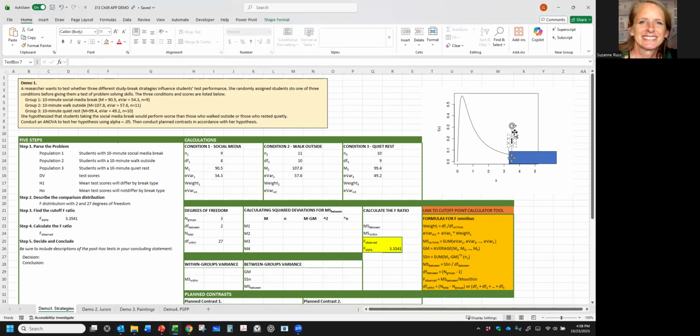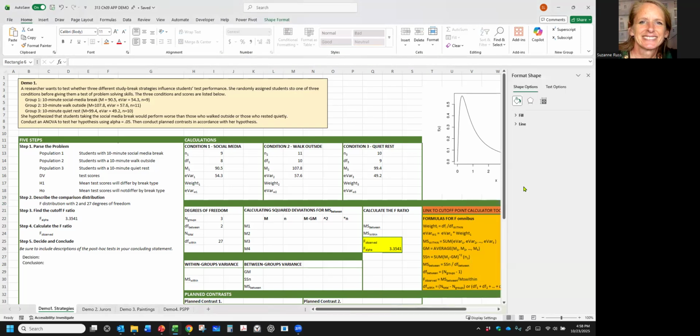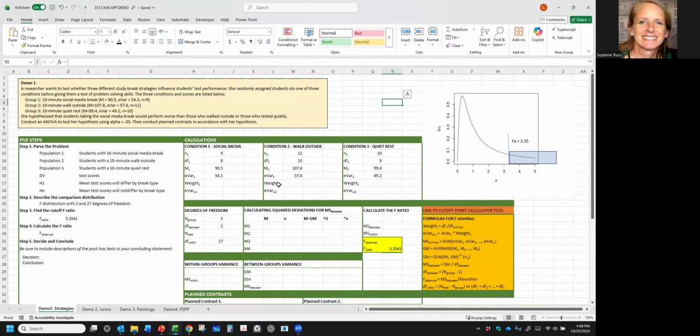F alpha equals 3.35. So that's what this looks like just for the sake of understanding it. Our reject region is this shaded region right here. And our fail to reject region, let's just increase the transparency there, is going to be the rest of the distribution. All right, so let's continue on then.